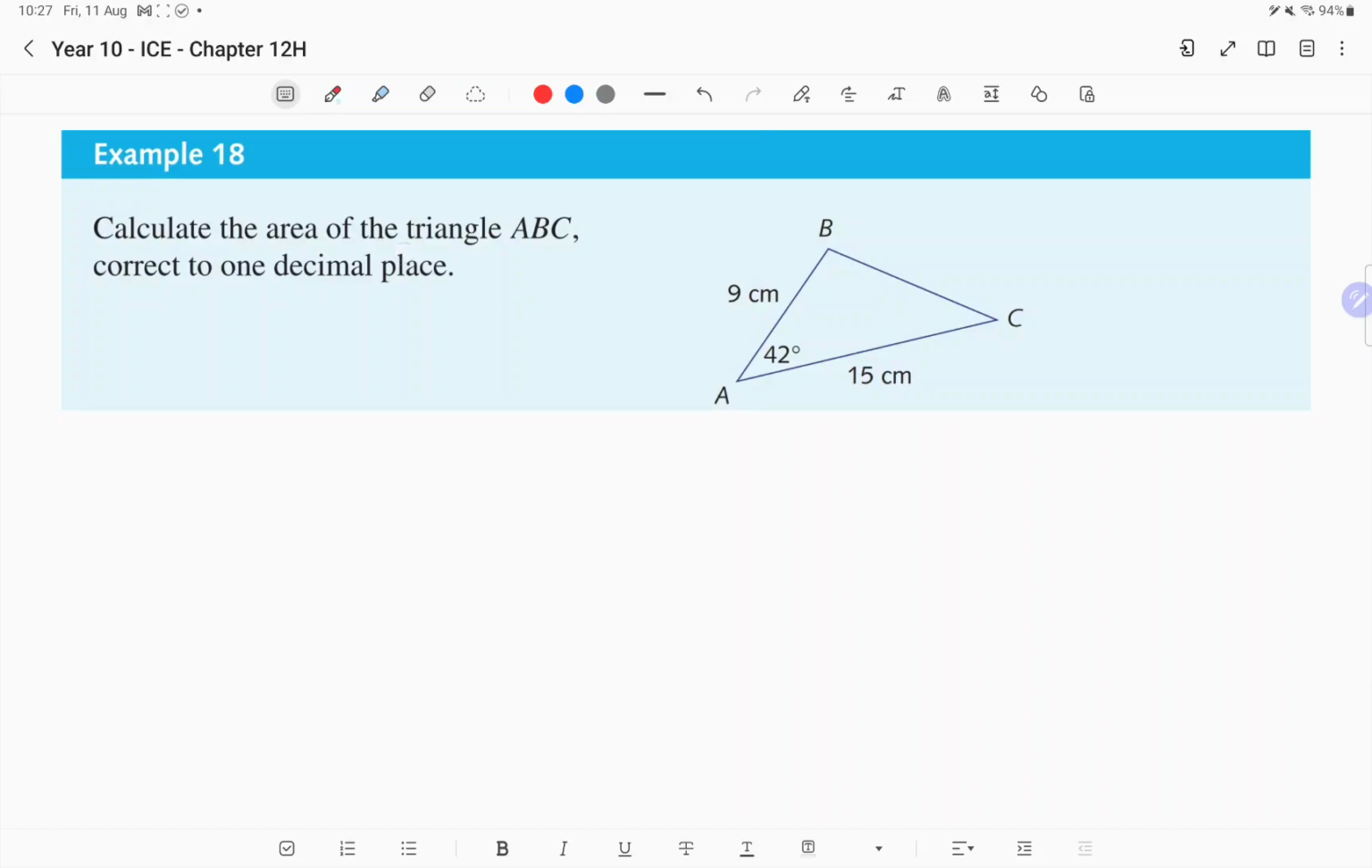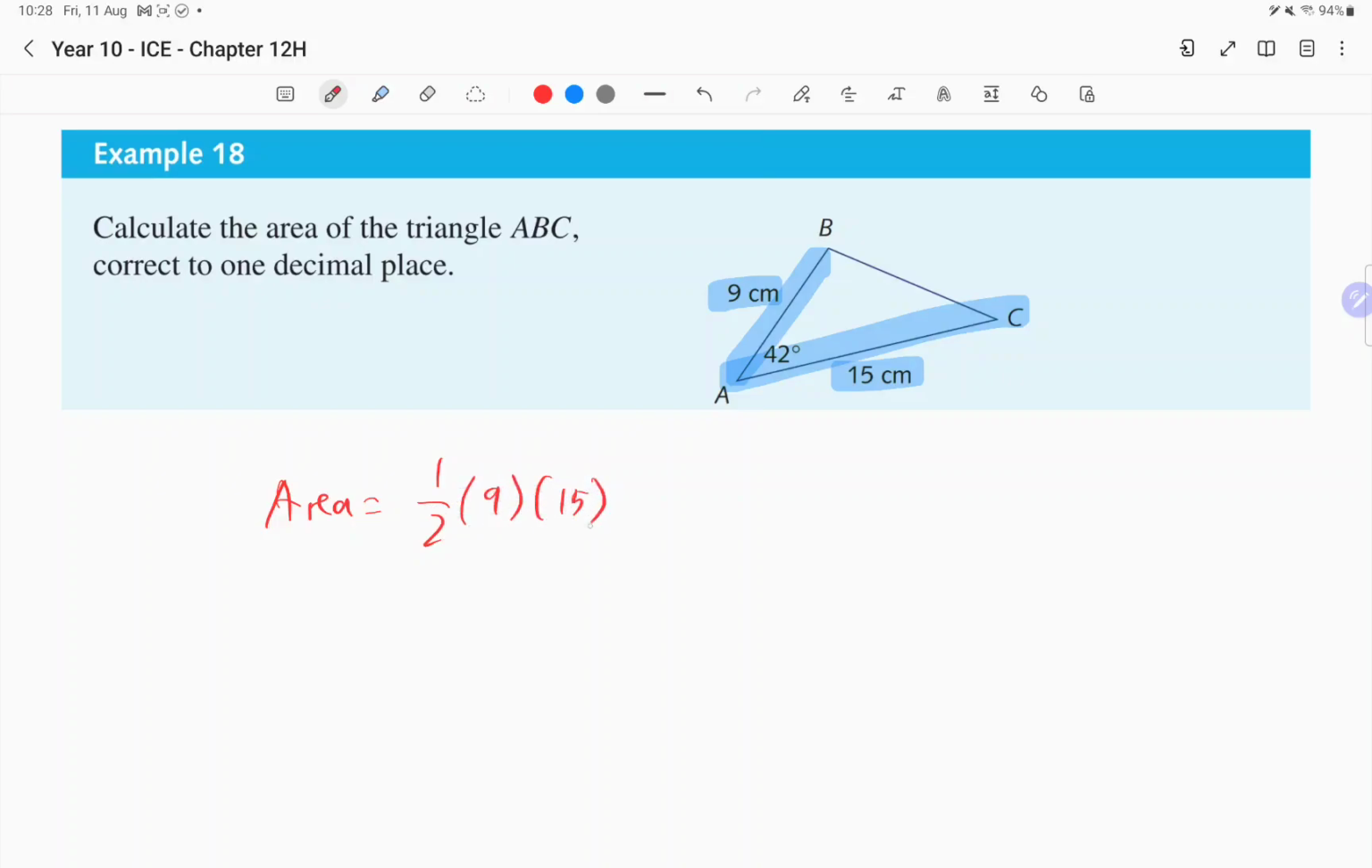Right, let's have a look at example 18 here. We've got the two sides, 9 and 15, and then the included angle, which is 42 degrees. So simply the area would just be, I like to write in brackets, half times 9 times 15 times sine of the included angle, 42 degrees. Punch that into the calculator, and you should get roughly 45.2 centimeters squared to 1 decimal place.